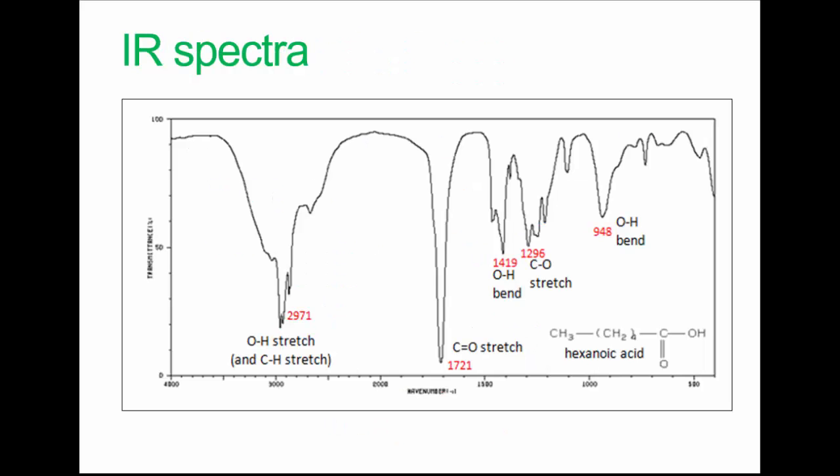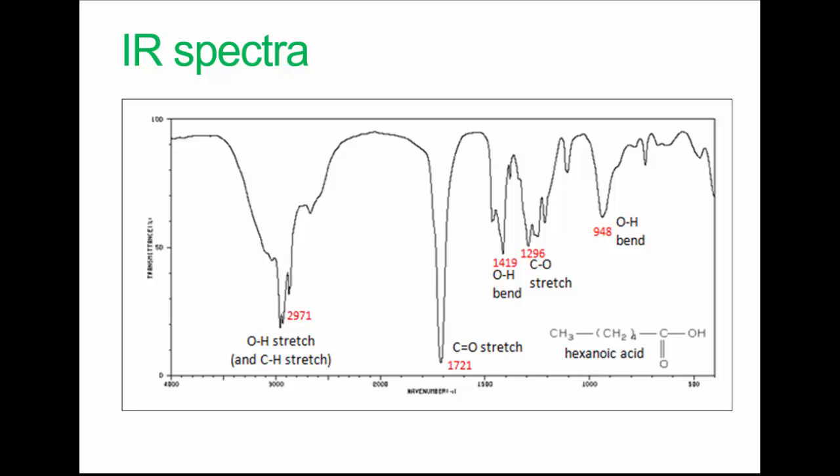So here's a typical IR spectrum, in this case of hexanoic acid, also known as caproic acid, which is a naturally occurring fatty acid with an odour redolent of goats. Appears in all sorts of things. It's one of the smell components of vanilla, for example.